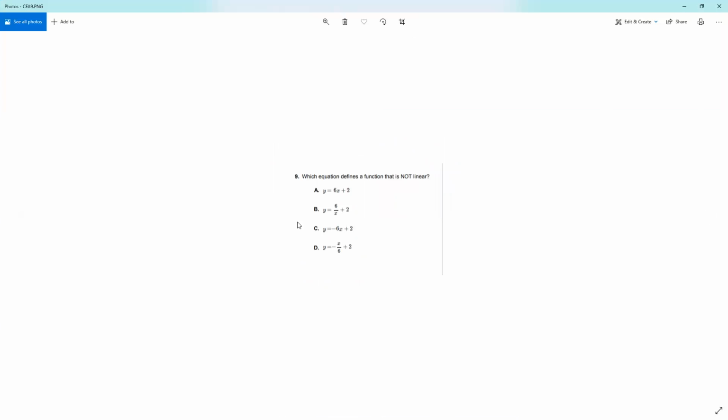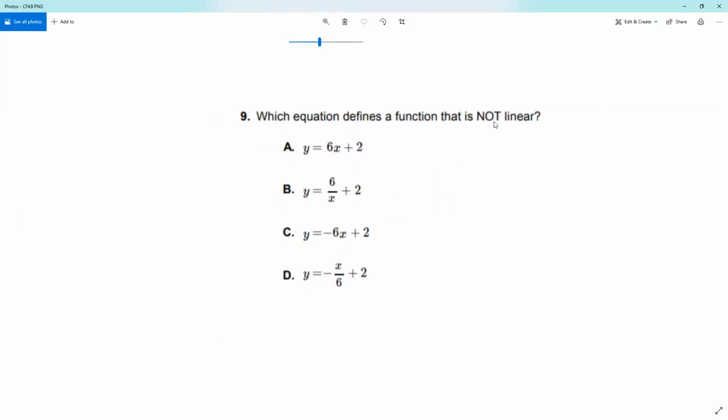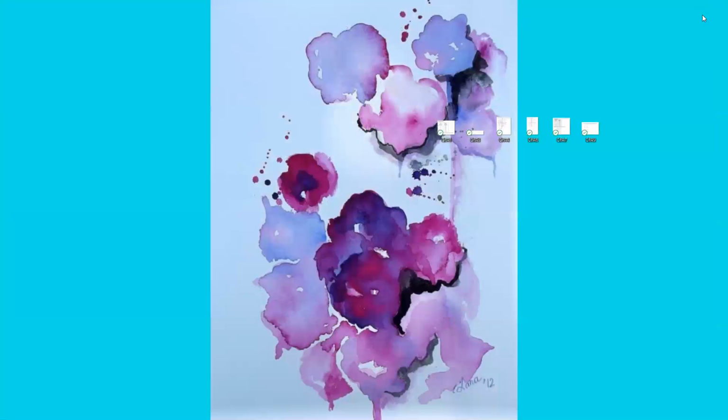And then finally, just like the last one, I'm really just deciding which one of these is different than a regular X. So which one's not just a plain old X, but actually has something weird happening to it that's going to make it not linear. Okay, hopefully that helps.